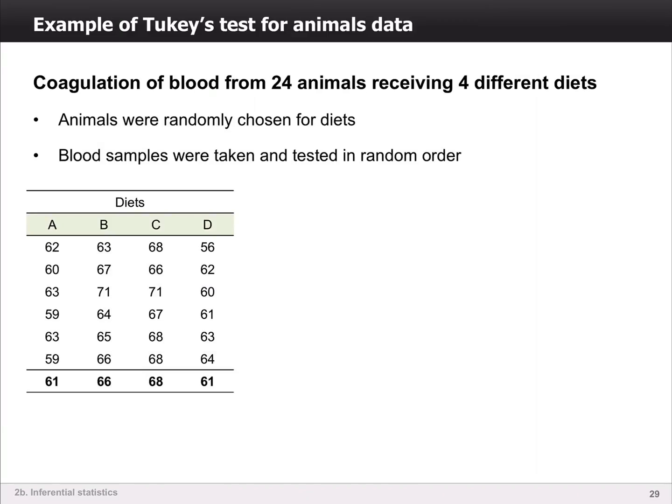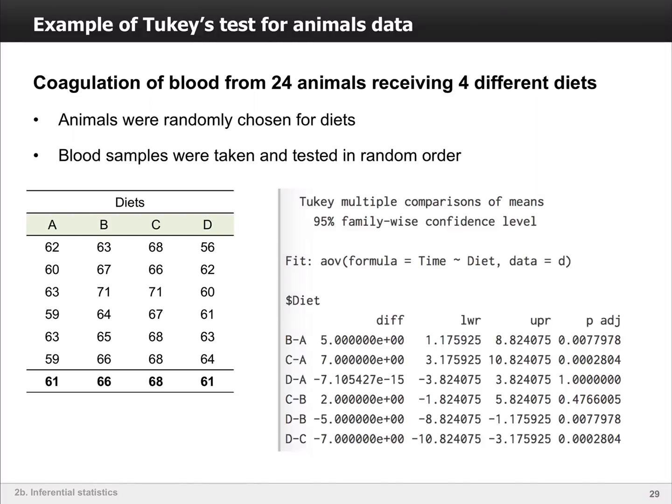So you remember this example with animals, where we found out that there is a difference. The F value was very extreme. Let's see what Tukey's test gives us for this example. Okay, so this is just a screenshot of a Tukey's test in R. Let's see what it gives us.